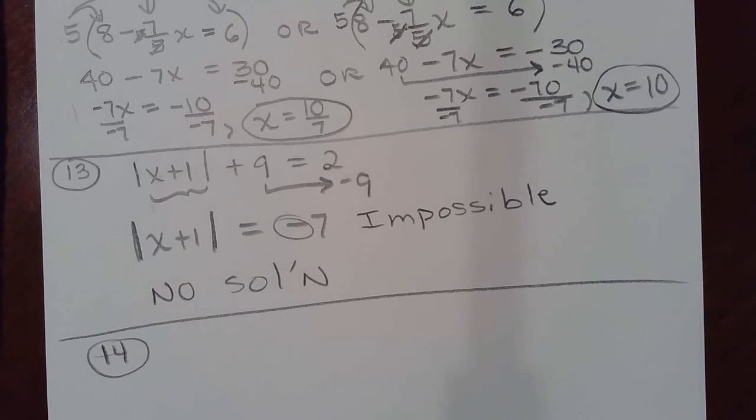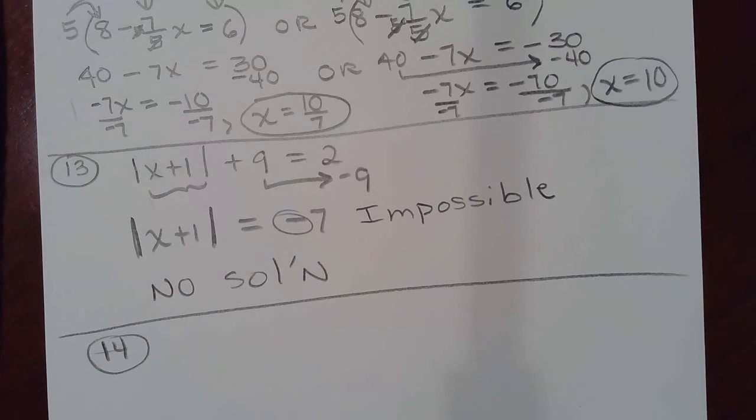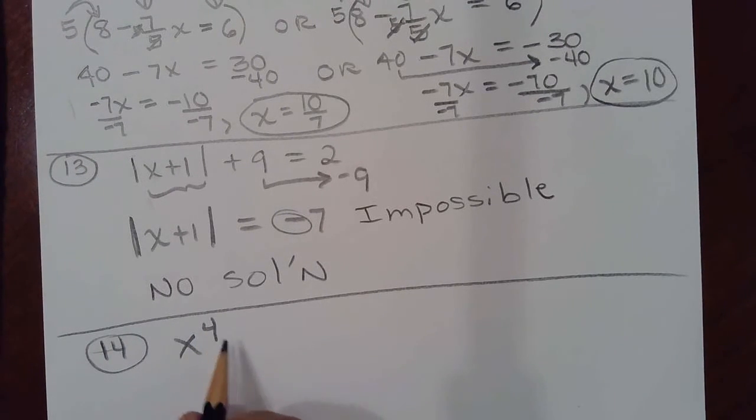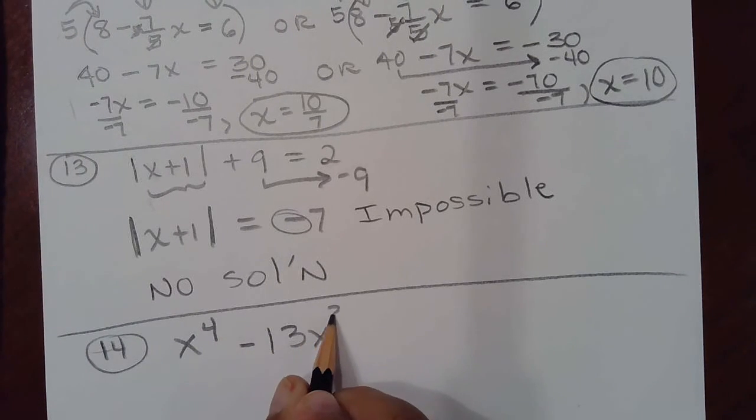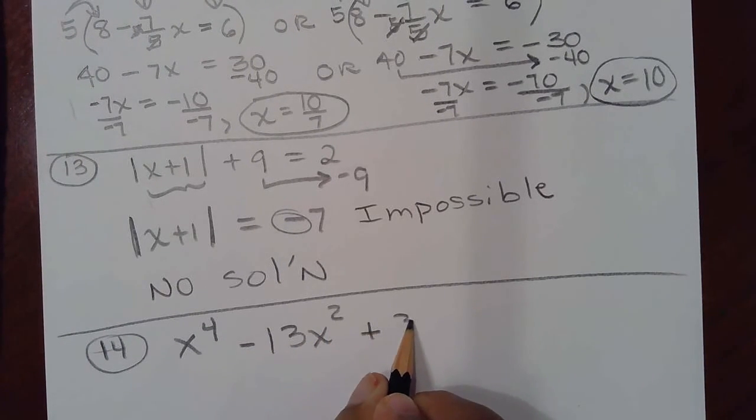Okay, moving to number 14. This video recording device only allows me to do 15-minute videos, so I'm going to go as far as I can. In number 14, you have x to the fourth minus 13x squared plus 36.